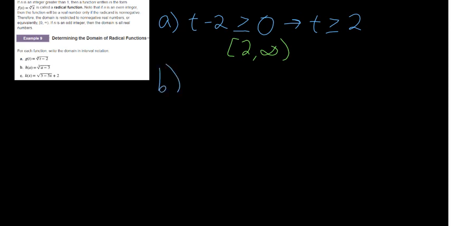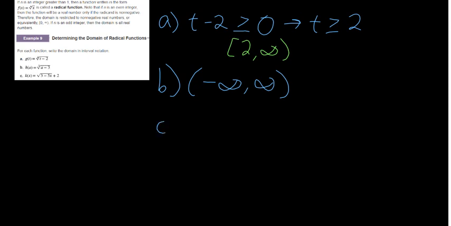Okay, B, luckily B is nice and easy for us, isn't it? Because we have an odd index. Since this is an odd index, this up here reads, if n is an odd integer, the domain is all real numbers. So that's easy. So we say, well, this number 3 is odd, so the domain is going to be all real numbers. If I write that in interval notation, it would be negative infinity to positive infinity.